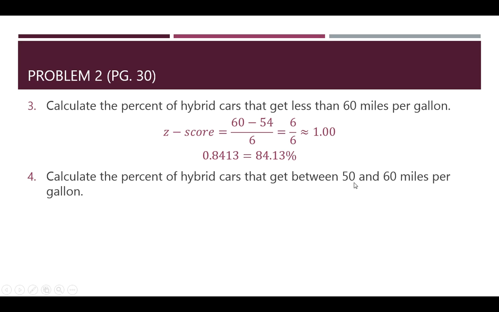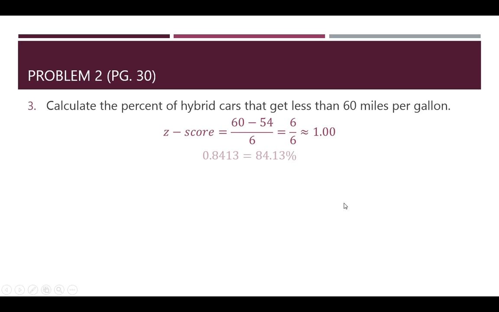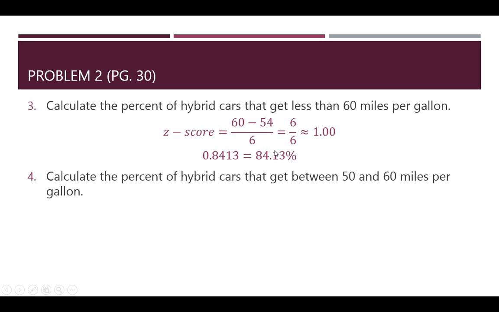So in this case, I know that the percent of cars getting less than 50 miles per gallon from our earlier problem was 25.14%. I know that the cars getting less than 60 miles per gallon were 84.13%. And I just want to know the difference in between them. Well, difference means I'm going to subtract. So it turns out 58.99% of hybrid cars are getting between 50 and 60 miles per gallon.